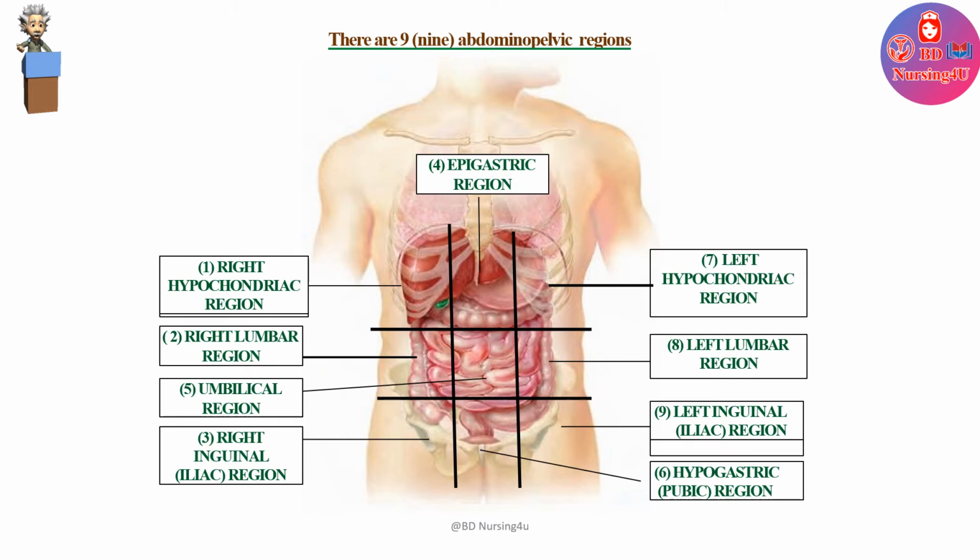First, right hypochondriac region. Second, right lumbar region. Third, right inguinal region or iliac region. 4. Epigastric region. 5. Umbilical region. 6. Hypogastric region or pubic region. 7. Left inguinal region or left iliac region. 8. Left lumbar region. 9. Left hypochondriac region.